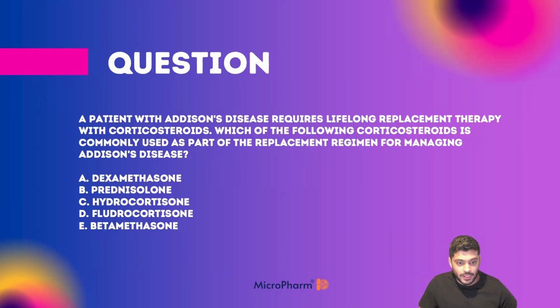So here you've got a patient with Addison's disease. It requires lifelong replacement therapy with corticosteroids. Which of the following corticosteroids is commonly used as part of the replacement regimen for managing Addison's disease?